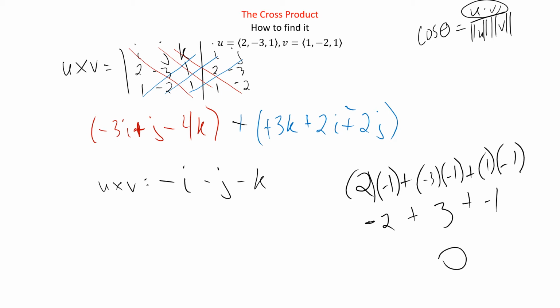And that same thing will happen if you do the dot product with v and the cross product. You're going to end up with 0. So when it tells you to show that they're orthogonal to both vectors, that's all you do. You just find the dot product. So, into some properties of the cross product.